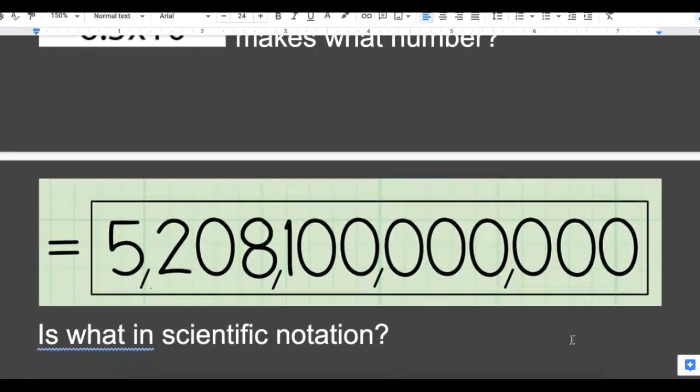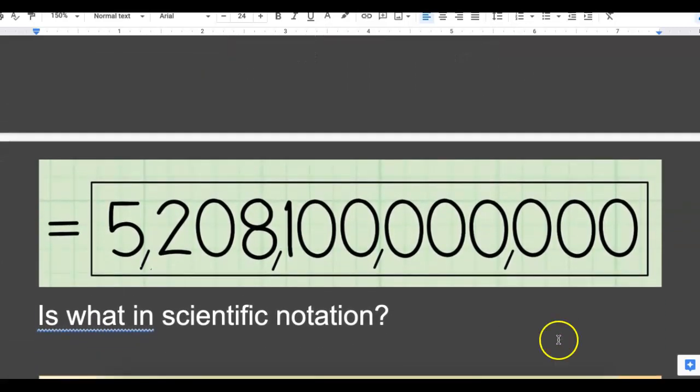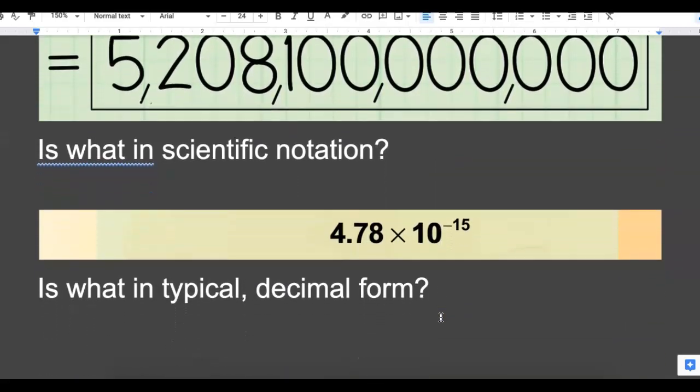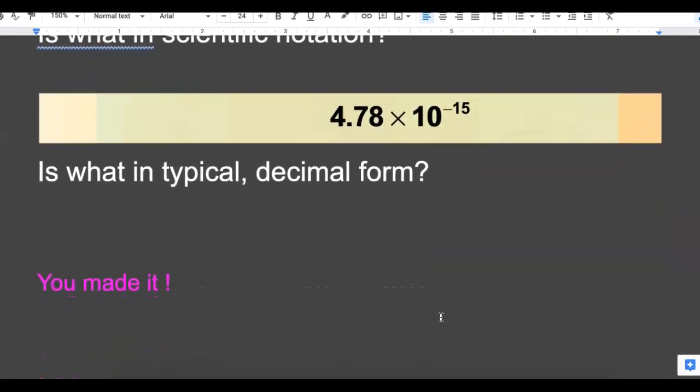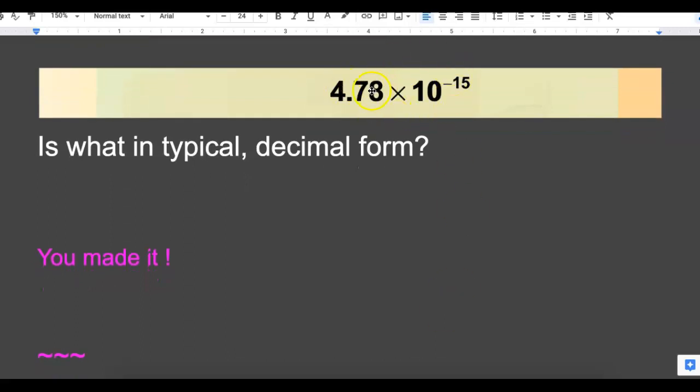All right, now, scientific notation is supposed to be a shortcut, so let's take this big old number and put it into scientific notation. Then we can also take scientific notation and put it into a regular number. And a regular number is called decimal form, in case they throw that at you in the future.